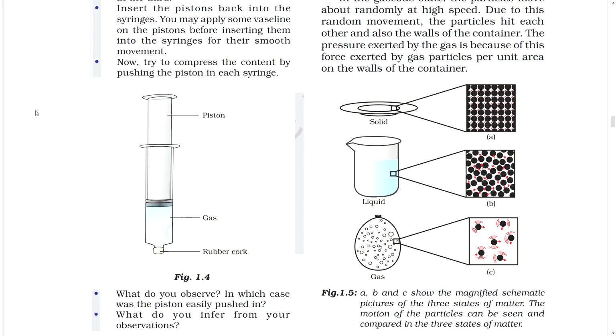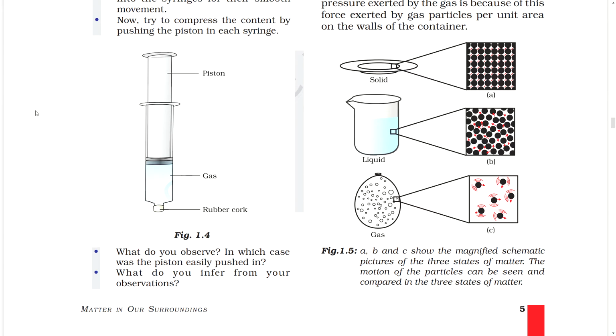Solid, liquid, gas. A, B and C show the magnified schematic picture of the three states of matter. The motion of the particles can be seen and compared in the three states of matter.